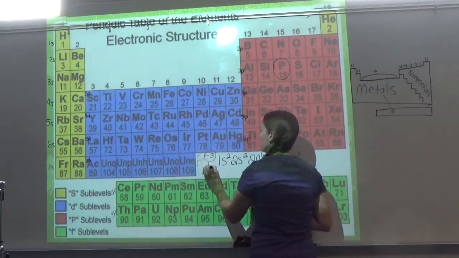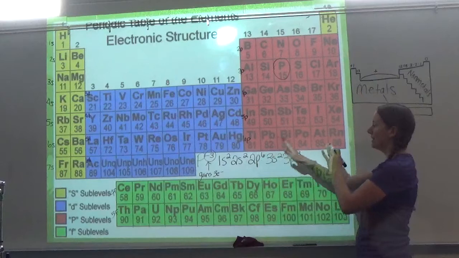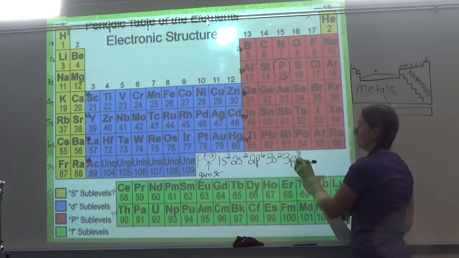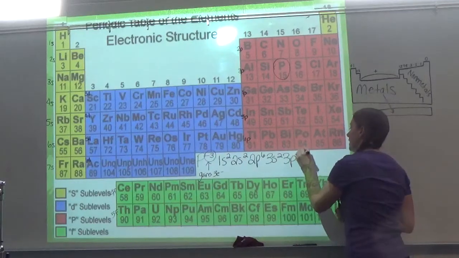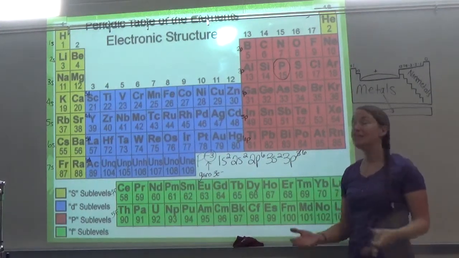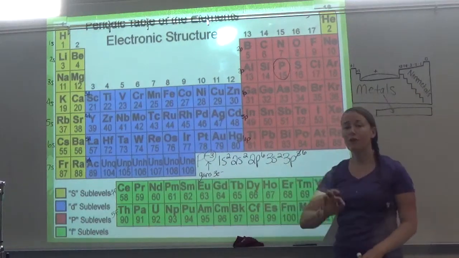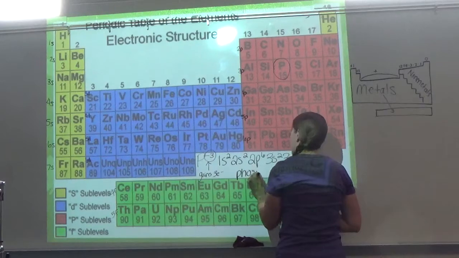What does a negative 3 charge mean? It means it gains 3 electrons. So I just go to my last sublevel, which is 3p, and I add 3. So instead of ending in 3p3, it's going to end in 3p6. Now when I name it, since it's negative, instead of being called phosphorus, it's going to be called phosphide.